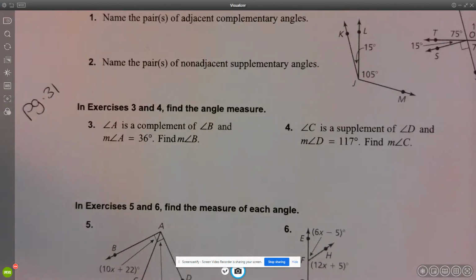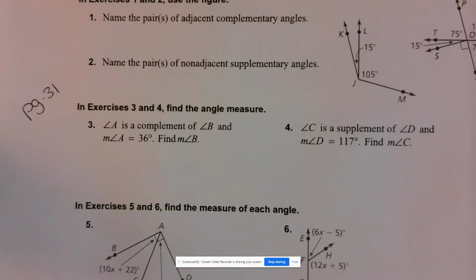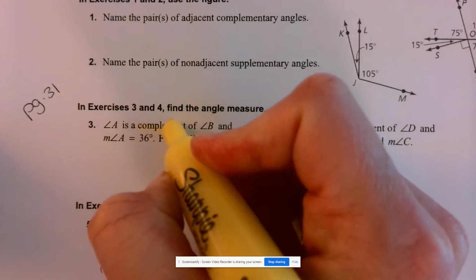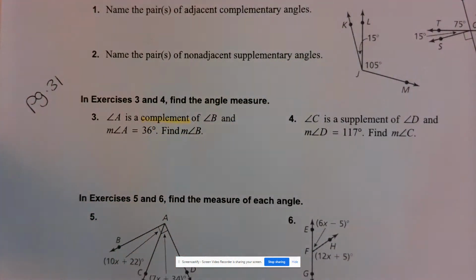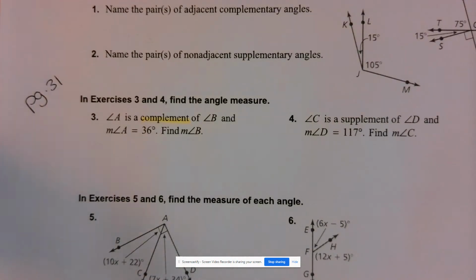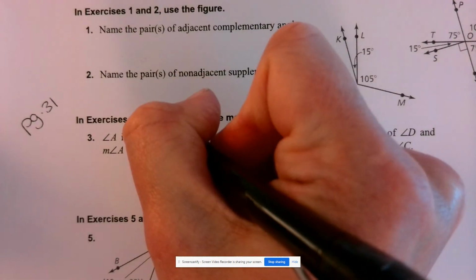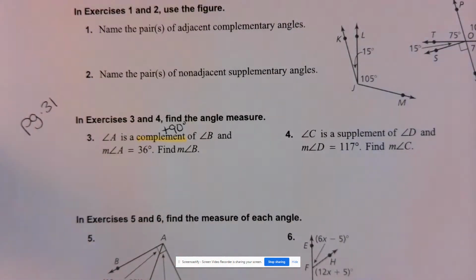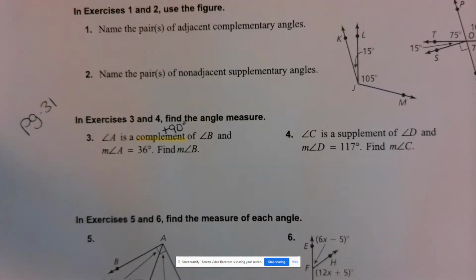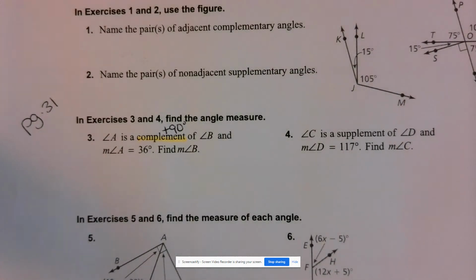So in numbers 3 and 4, we need to find the angle measure, and they give us some information about some angles. In number 3, it says angle A is a complement of angle B. So we need to remember what complementary angles are. Remember, complementary angles add to 90 degrees. So if angle A is a complement of angle B, it means they add together to equal 90 degrees.